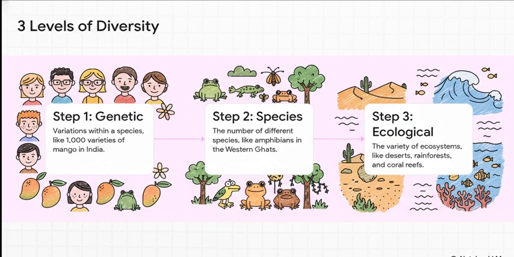Then there's species diversity. That's like all the different families living in your neighborhood. And finally, you've got ecological diversity. That's like all the different neighborhoods, the deserts, the rainforests, the coral reefs that make up the whole city, or the whole planet in this case. See? It's just variety, but on every single level.